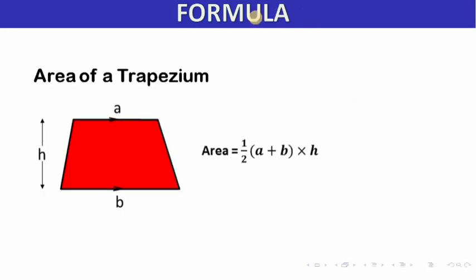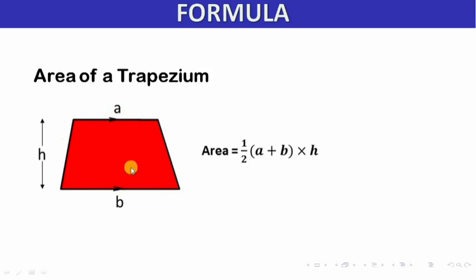Let's see the last kind of figure that you need to learn in this particular chapter. So next is trapezium. What is a trapezium? A trapezium is a closed figure, a quadrilateral, where only two sides are parallel. Here you see this side and this side, they are parallel.